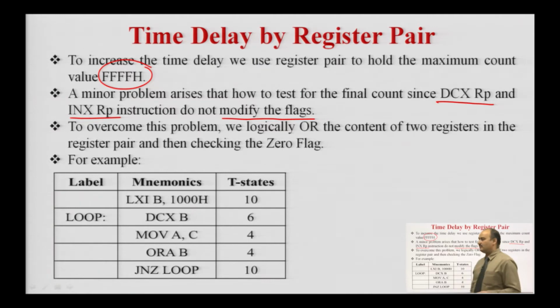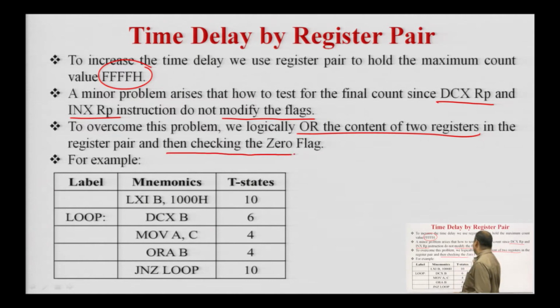To overcome this problem, we logically OR the contents of the two registers which are used to generate the time delay. So, here we perform the logical OR operation to overcome this problem. We logically OR the contents of the two registers in the register pair and then check the zero flag. Again we check the zero flag, that is nothing but the conditional jump instruction, and accordingly we can perform the required operation to generate the time delay with the help of a register pair.